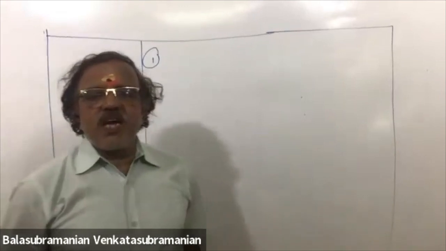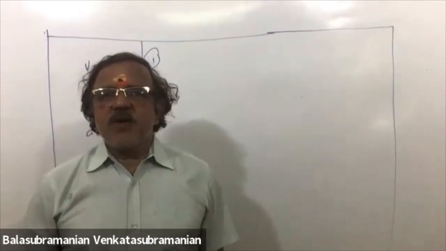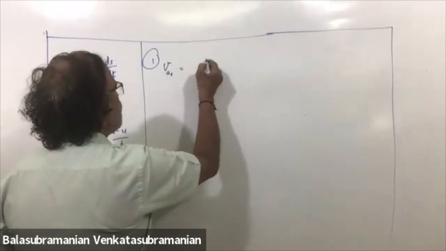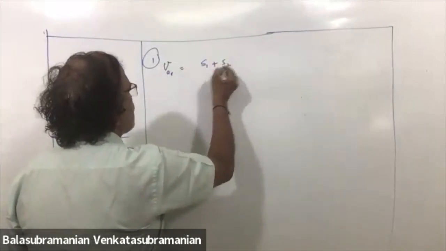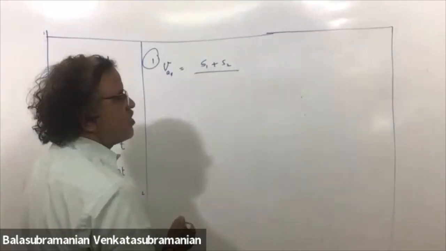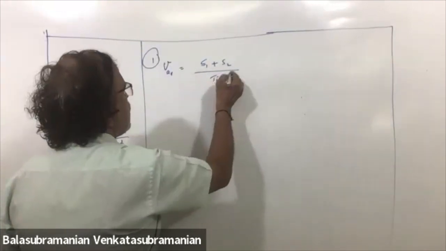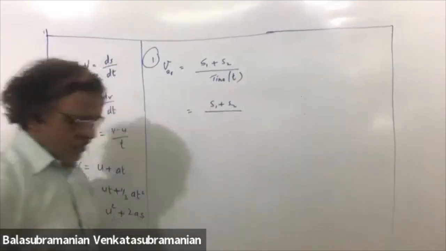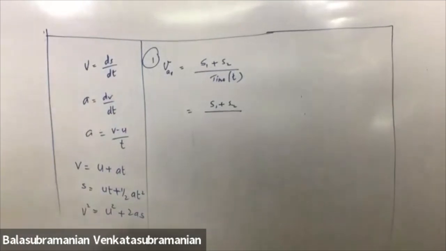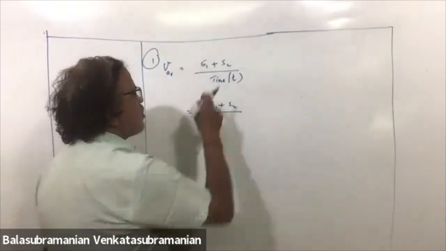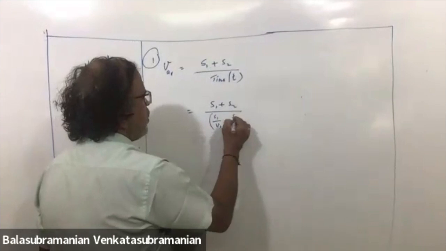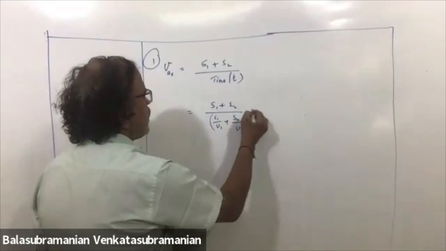Velocity is rate of change of displacement, that is displacement by time. Average velocity is first displacement S1 plus next displacement S2 by time T. Time they have not given, so time is equal to distance by velocity: S1 by V1 plus S2 by V2.